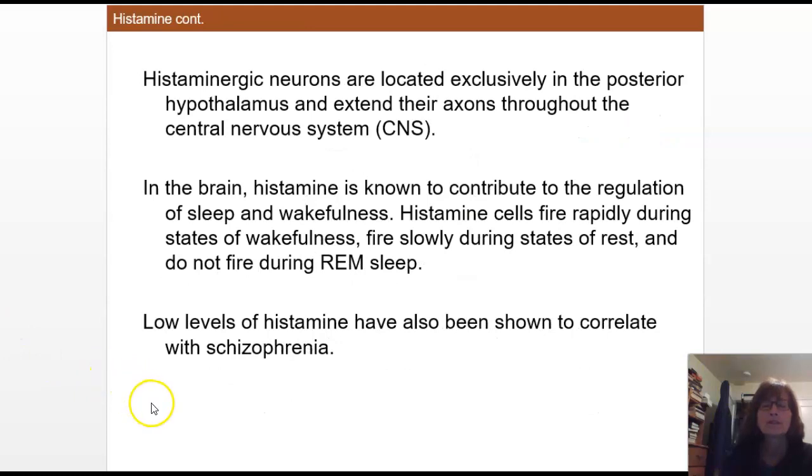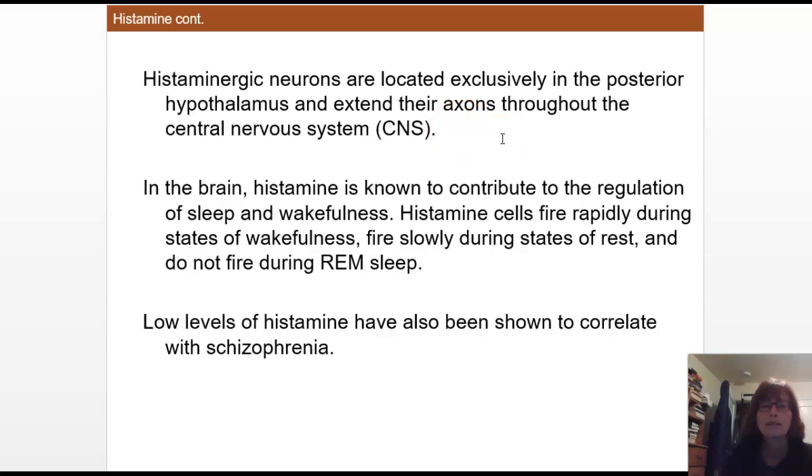So in the central nervous system, these histaminergic neurons are in the posterior hypothalamus, and they extend their axons, though they aren't going through the pituitary gland like the others that we just looked at. They will be producing histamine and sending their projections widely throughout the central nervous system. And I'll show you a picture in a minute.